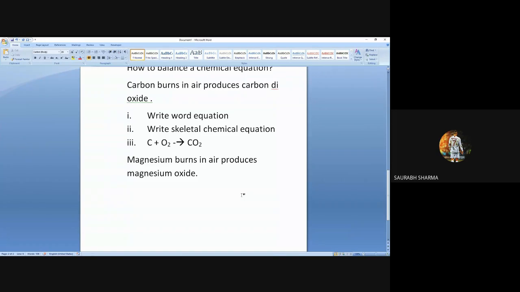Ma'am, Mg plus O2 equals 2 MgO. That is a balanced equation. It is not a balanced equation. Okay. Saurav, you will say the first one, the word equation. Magnesium plus oxygen is equal to magnesium oxide. Okay, magnesium plus oxygen gives magnesium oxide.